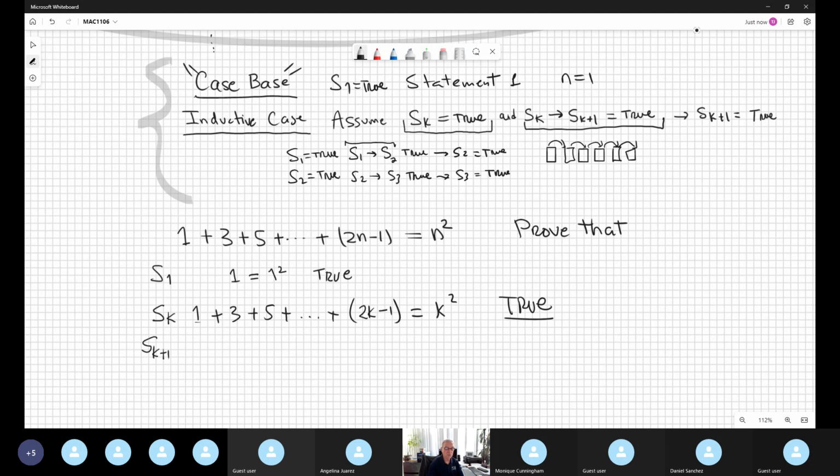It's the next one. The organization is important, guys. This is 1. This is 3. Bring down. This is 5, plus up to 2k minus 1. Cool. But you include 1 extra. It would be 2 times k plus 1, minus 1. This is k plus 1, 1 more. And the right hand side, again, 1 more. It's k plus 1 squared. Do you follow me?